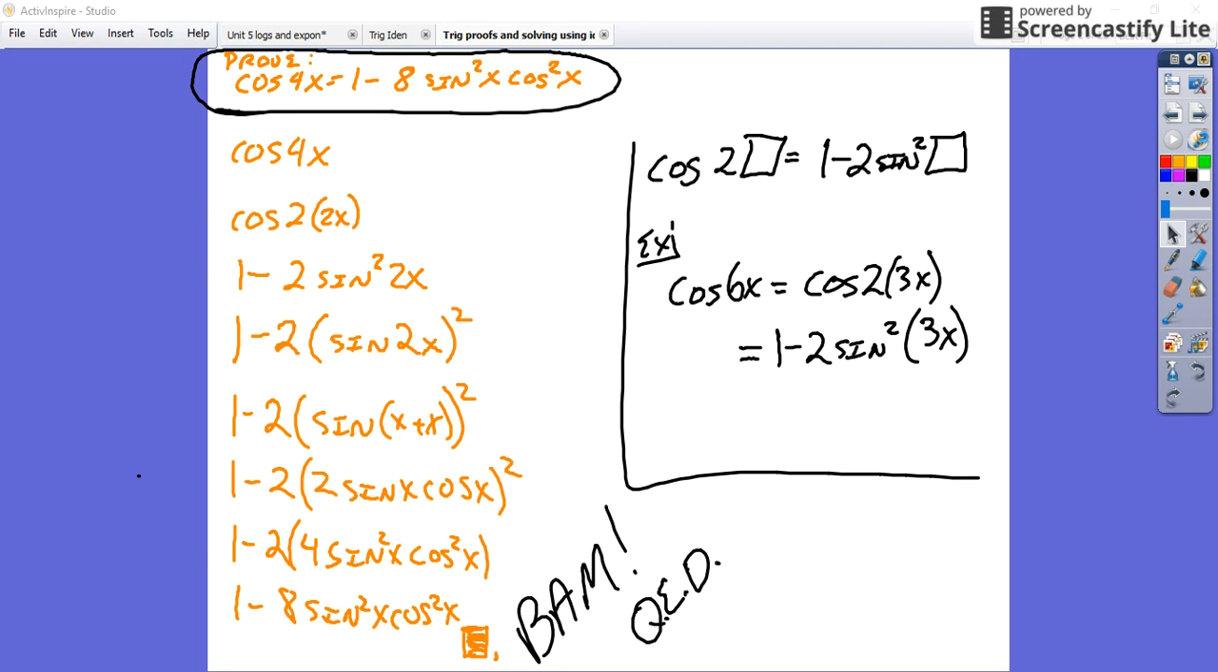So to start with, I'm wanting to prove the very top line there. You see that top line says cosine of 4x equals 1 minus 8 sine squared x cosine squared x. How do we get from the left to the right? So this is what we're going to do. I'm going to start with cosine of 4x. Doesn't really matter which side we start with, but we've got to start with one side. And I'm going to say, well, do I have an identity that looks anything like that? I don't. Well, kind of.